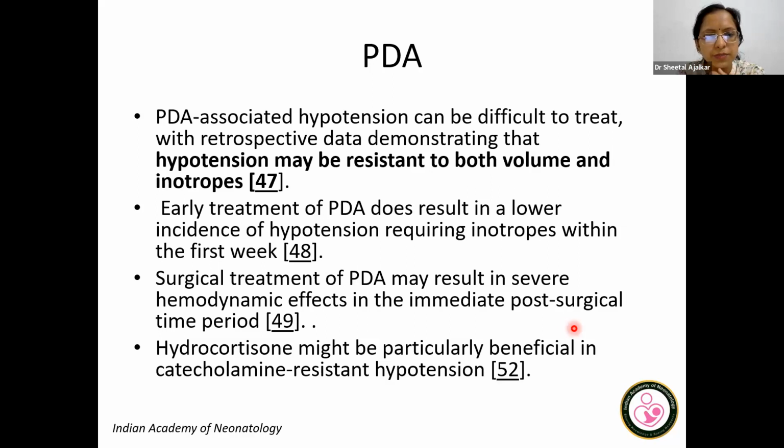And they have written basically early treatment for PDA. It does result in a lower incidence of hypotension requiring inotropes within the first week of life. So for PDA, basically early closure. For HSPDA that is the evidence, and surgical treatment for the non-responders. And hydrocortisone may be particularly beneficial if it is catecholamine resistant hypotension.